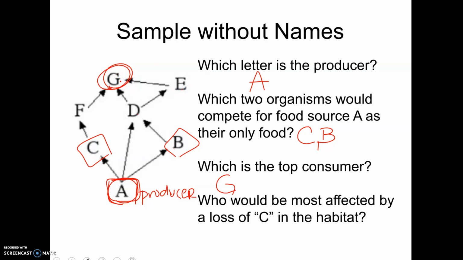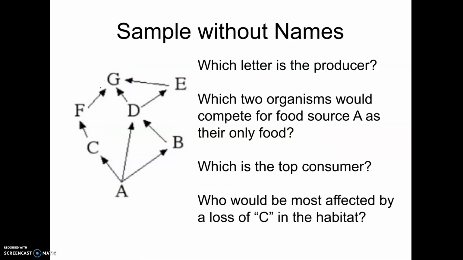And then who would be most affected by a loss of C? So if C dies, who's going to be most affected? F, because F eats C, and C is F's only source of food. And if F dies, that might throw off G, but G also eats D and E, so maybe not. So that's how you might read one that has letters instead of actual organisms. Make sure you understand that you've got your producers, top consumers, and then everybody in between. It's the direction that the energy is flowing in the ecosystem.